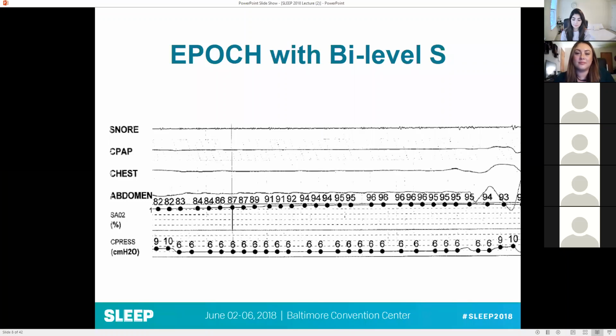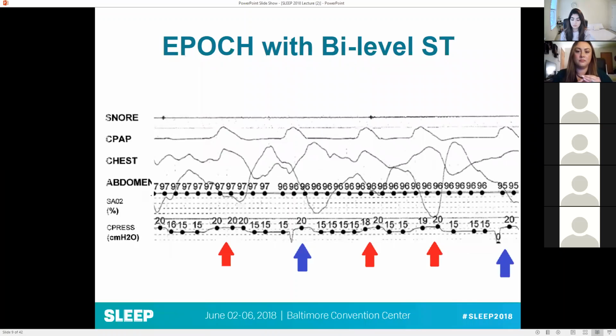So how do you make this patient, how do you support this patient's breathing and make sure they're receiving adequate minute ventilation? Next slide. We put them on a BiPAP ST mode.